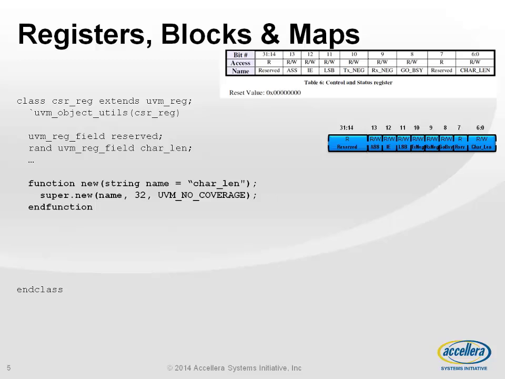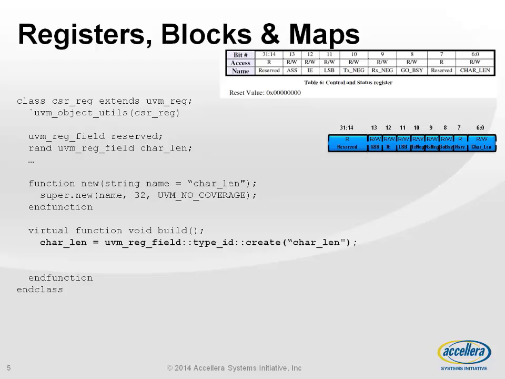And then we have a build method. Notice this says build, it does not say build phase. So I suppose on behalf of the committee I should apologize for this, but this is how we do it. So there's a build method for the register, and inside of there we go and we create each of the fields. So the UVM reg field is a UVM type, and we use the type_id::create, as John says, to specify each of those fields.